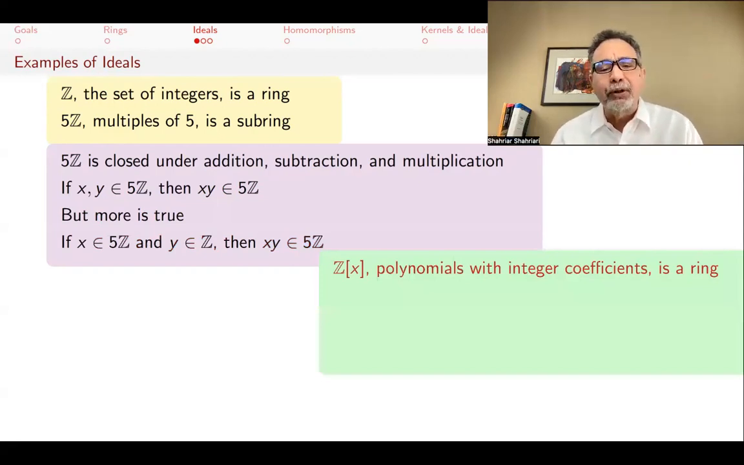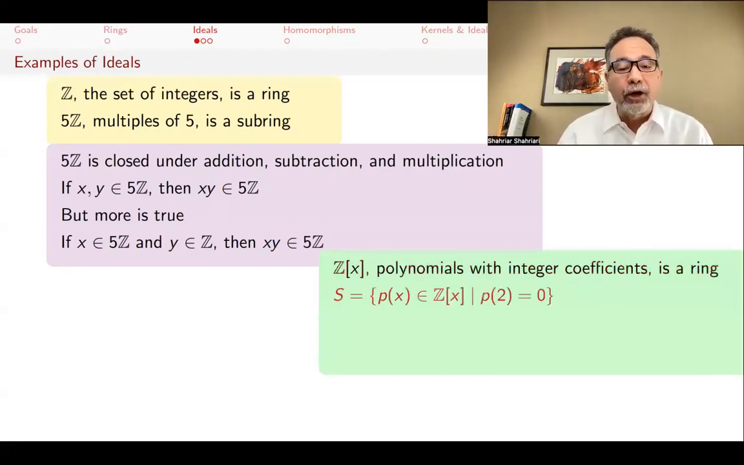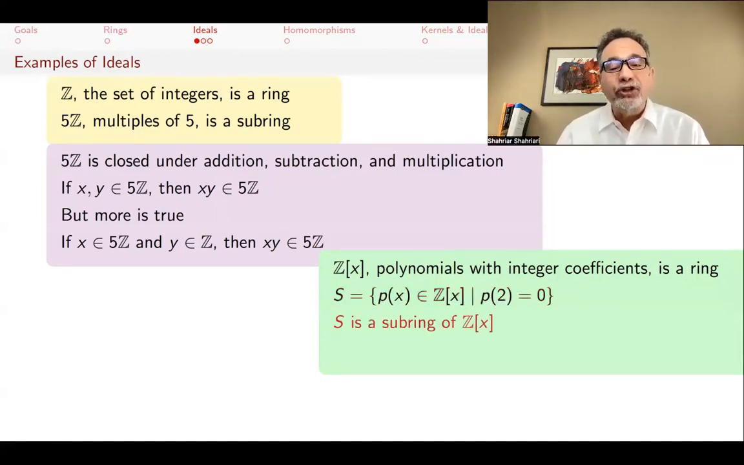Let's look at another example. Look at polynomials with integer coefficients. That's also a ring. You can add two such polynomials or multiply them and get another element like that. And look at the set S of polynomials where, when you plug in 2, you get 0. So these are polynomials that have 2 as a root, things like x minus 2, or (x minus 2) squared, or (x minus 2) times (x plus 3). Any polynomial with integer coefficients that gives 0 when you plug in 2. So that's also a subring.